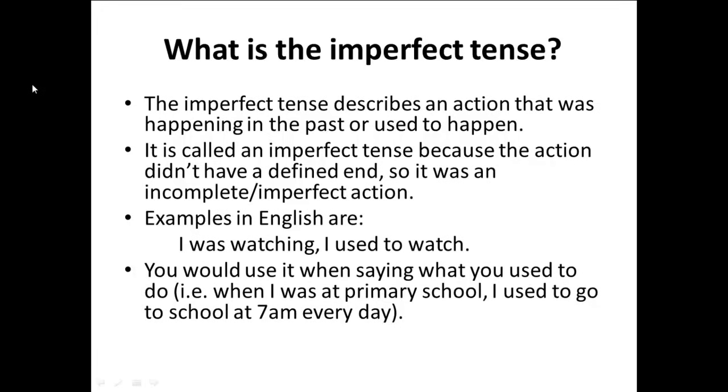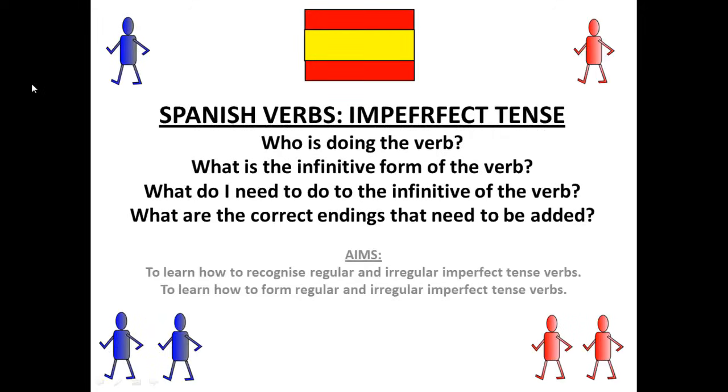You would use it when saying what you used to do, i.e., when I was at primary school, I used to go to school at 7 a.m. every day. Today we're looking at Spanish verbs in the imperfect tense. We're going to ask ourselves these questions. Who's doing the verb? What is the infinitive form of the verb? What do I need to do to the infinitive of the verb? What are the correct endings that need to be added?